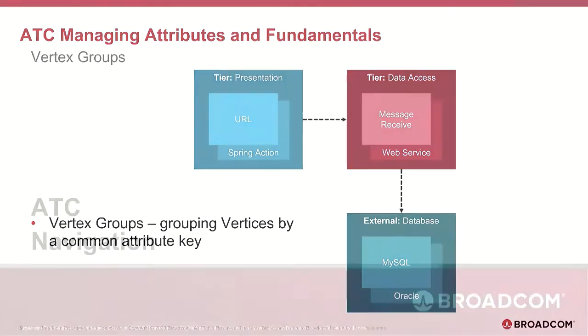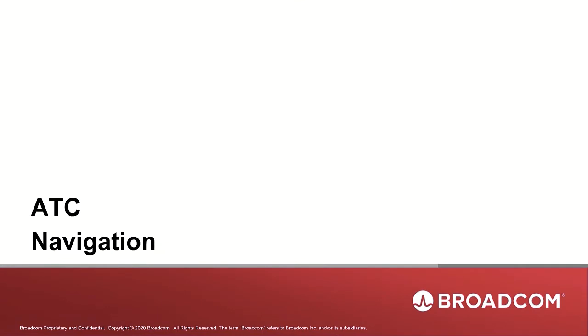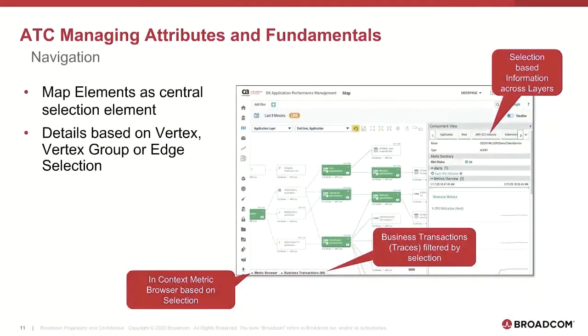Next, before I go into some details, I want to talk about the navigation inside ATC. The whole navigation, the menus you will find in the ATC screen, are all built around the vertices. In case you know APM for a long time, in previous versions we had the paradigm of navigation based on a selection in the metric tree. That changed completely. Now, this whole ATC map is organized to be context sensitive to vertex and vertex groups.